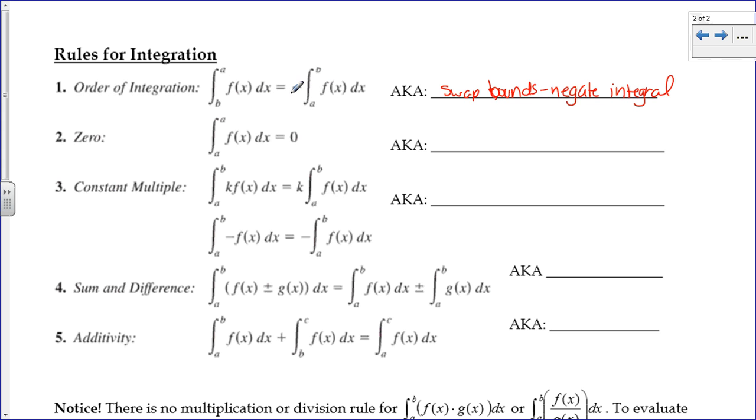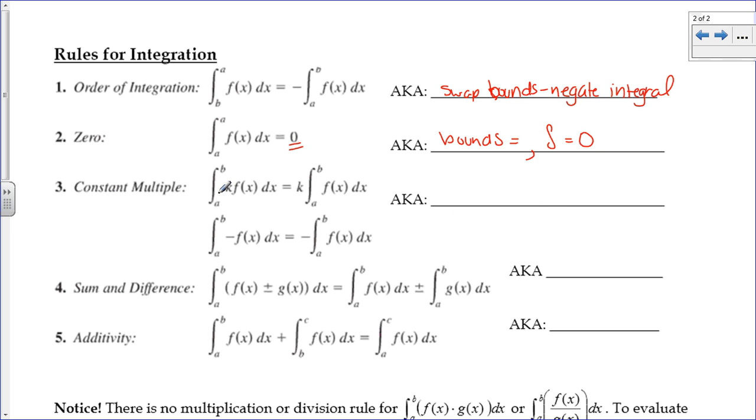All right, 0. If you integrate from a to a of f of x dx, that means like find the area from 2 to 2. Well, there is no area beneath a graph, any graph from 2 to 2, so you get 0. So if the bounds are equal, then the integral equals 0.